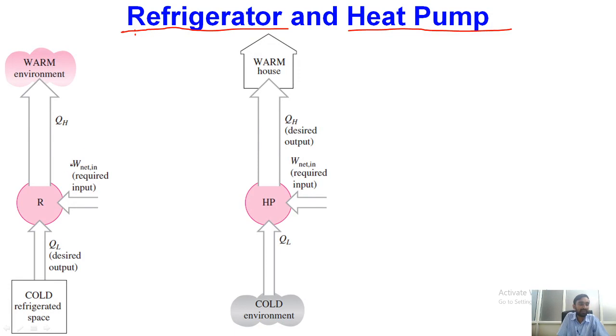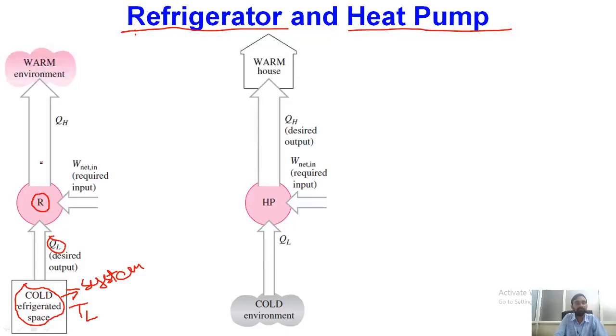In case of the refrigerator, we have our system, which we want to cool. That's why I have written cold refrigerated space as our system. This is our main system which we want to cool, and say the temperature of this system is TL. Now, to cool this system, we need to remove a certain amount of heat. QL is the amount of heat that we are removing from this system, with the help of a device known as a refrigerator.